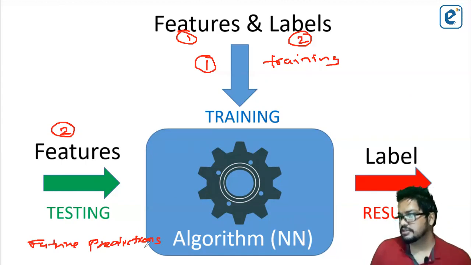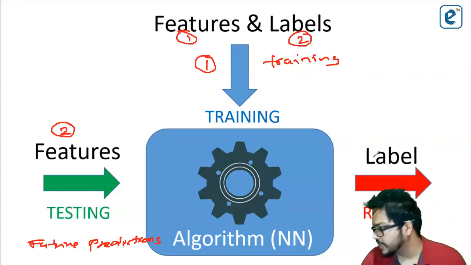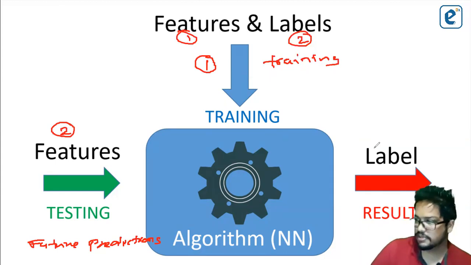Future predictions are obtained using features, and we are going to get labels here. Labels, you can see. The third one is getting the labels. So features and labels.